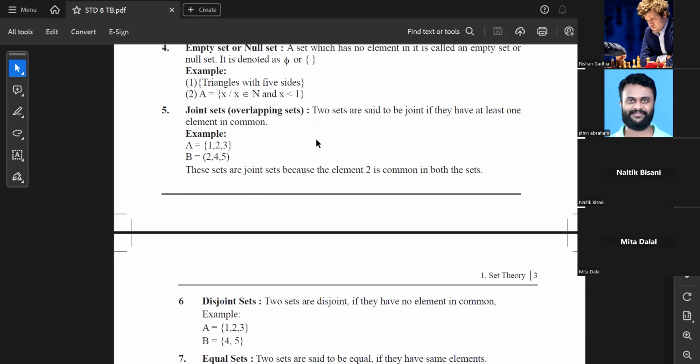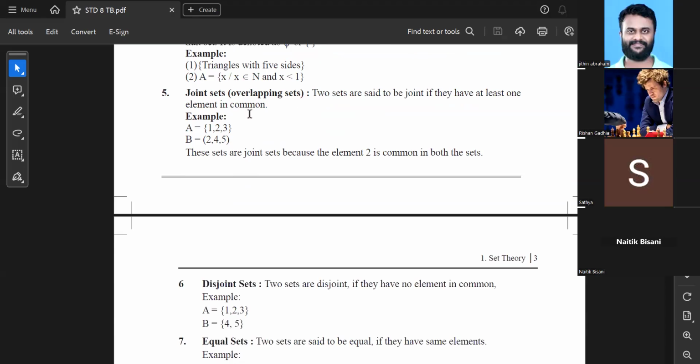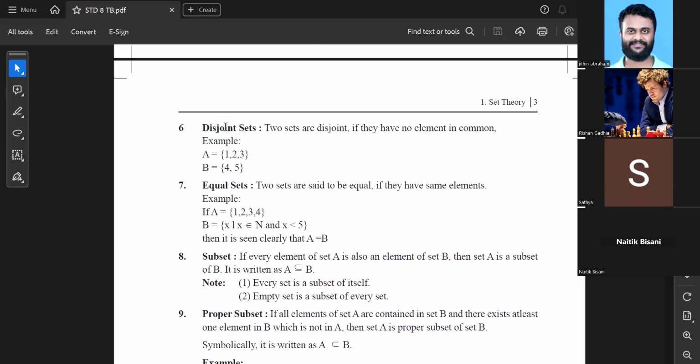Now joint sets or overlapping sets. To be joint or overlap, we will need more than one thing, only then will it overlap. So we will need at least two sets so that they overlap. Overlapping sets means there should be at least two sets, between which at least one element should be common. At least one element should be common between two different sets. For example, this is one set 1 2 3, this is another set 2 4 5, where 2 is common for both the sets. Since 2 is common, we will say that these two sets are overlapping sets or joint sets.